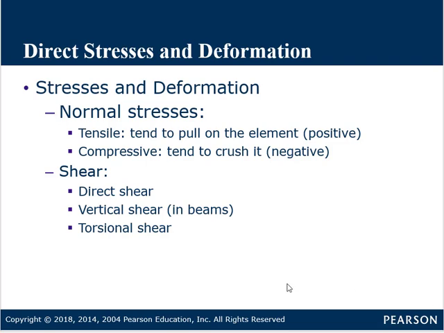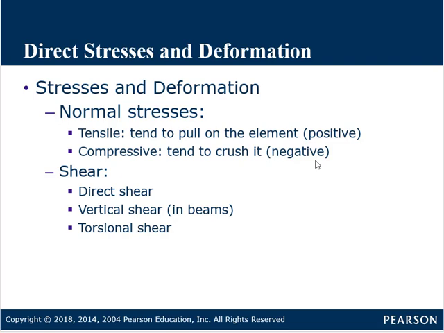These are normal stresses, and when I say normal stresses, they're normal to the cross section that's going to be carrying the material. So you have a long, slender rod, and then these forces are applied to the end of the rod. You're talking about either compression or tension. Tension, you tend to pull on the element. Those are positive stresses. And compressive, you tend to crush the element.